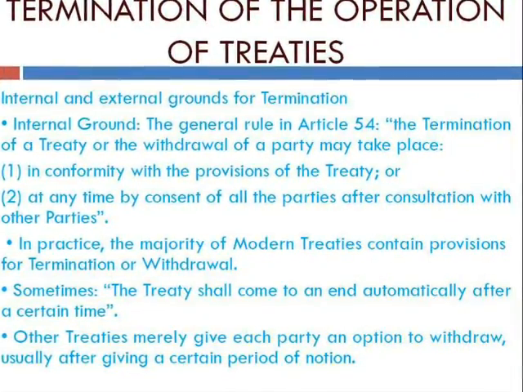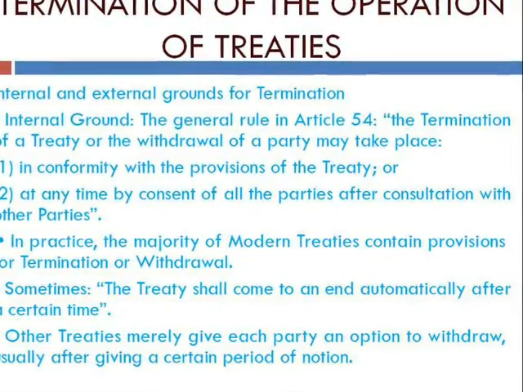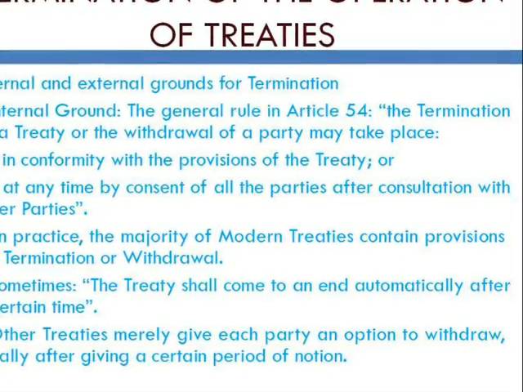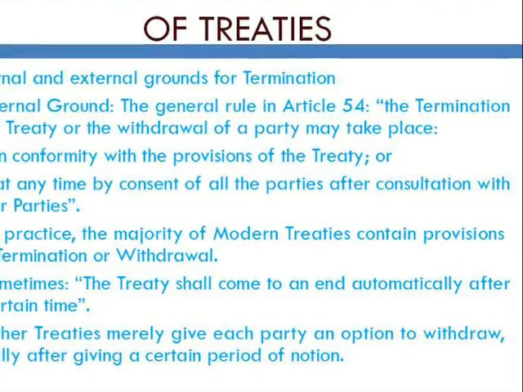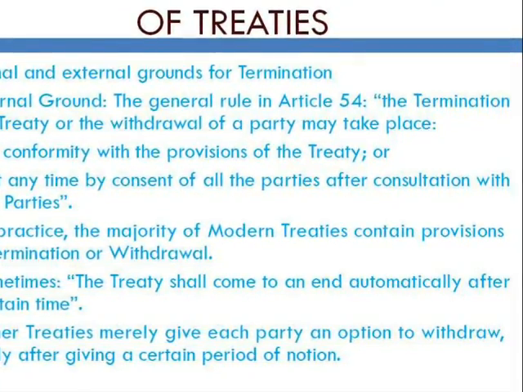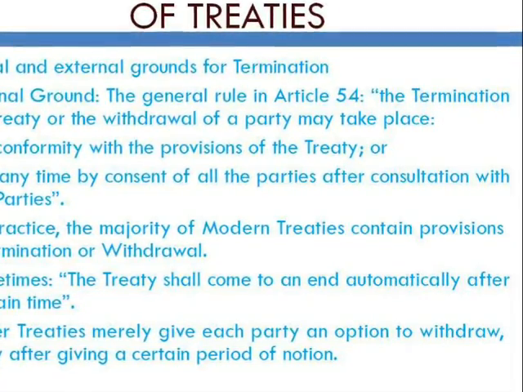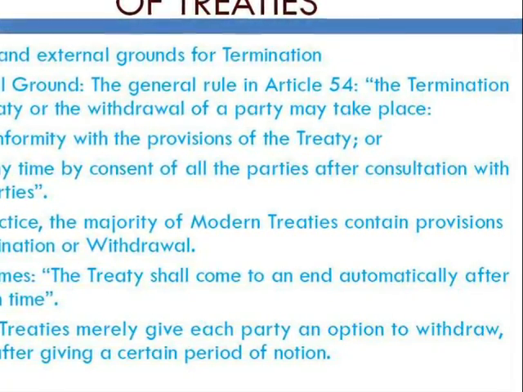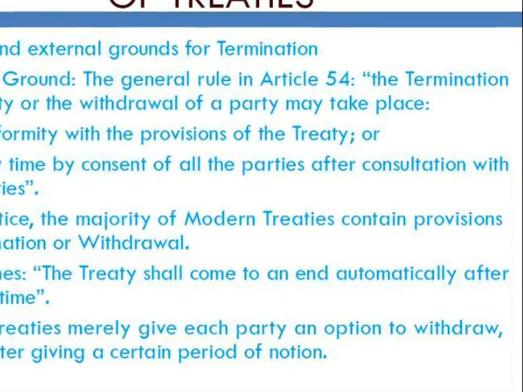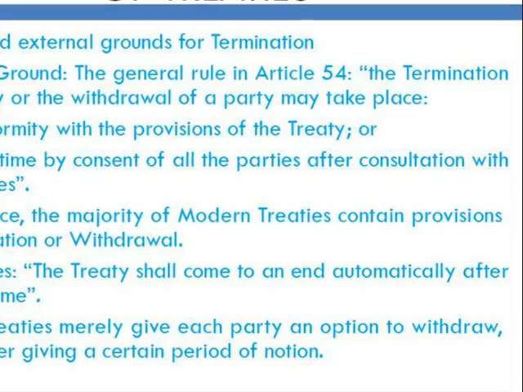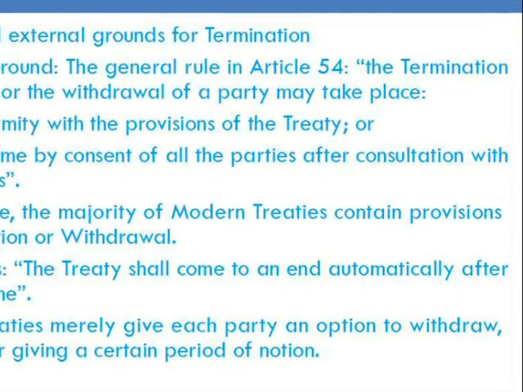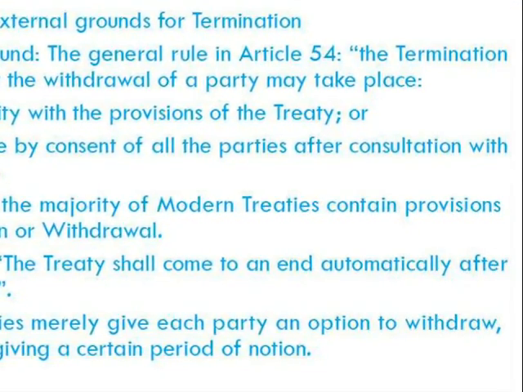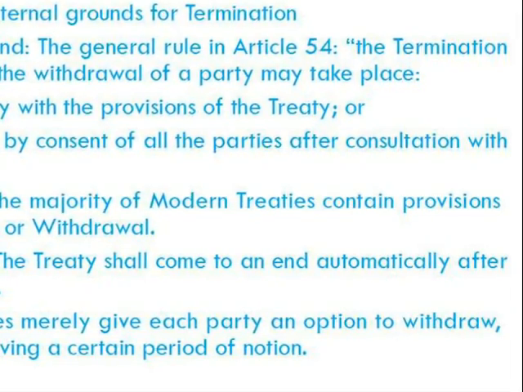Termination and operation of treaties. Internal and external grounds of termination. Internal ground: the general rule in Article 54 is that the termination of the treaty or the withdrawal of a party may take place in two ways. First, in conformity with the provisions of the treaty. Second, at any time by the consent of all the parties after consultation with the other parties. In practice, the majority of modern treaties contain provisions for termination or withdrawal. Sometimes the treaty shall come to an end automatically after a certain time. Other treaties merely give each party an option to withdraw, usually after giving a certain period of notice.